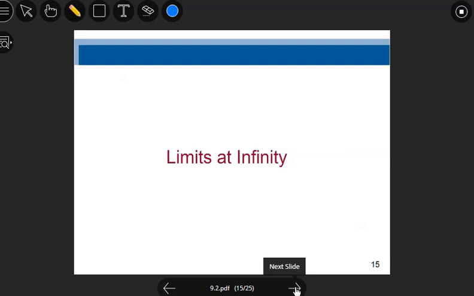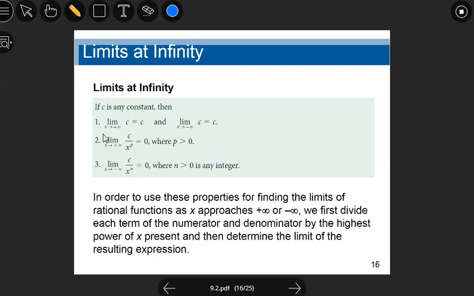Now let's discuss limits at infinity. So here the speciality is that when x arrives to positive infinity, the limit of a constant is that constant, and for the negative case also, if x arrives to negative infinity, the limit of a constant is that constant. But if we divide a constant by a positive power of x, when x arrives to positive infinity it is 0, and when x arrives to negative infinity it is also 0. So these four are very important for finding a limit at infinity. Now let's look at some examples.